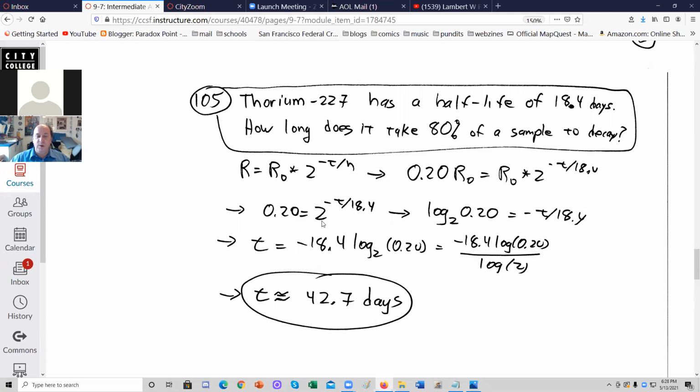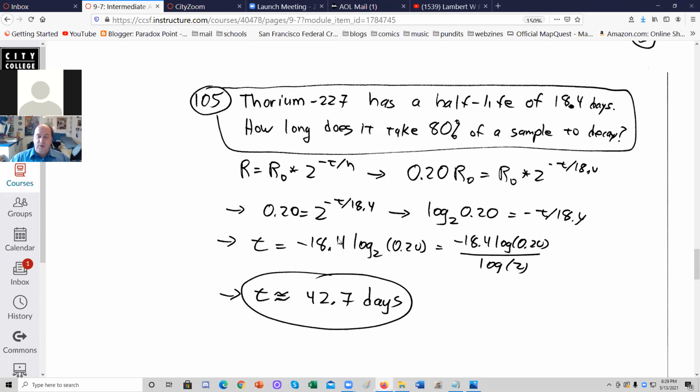Transpose the 2 by taking log base 2 of both sides. On the left is log base 2 of 0.20. On the right, the exponent cancels, we're just left with minus T over 18.4. Next, to isolate T, we multiply both sides by minus 18.4. T is on one side, and on the other side is minus 18.4 log base 2 of 0.20.